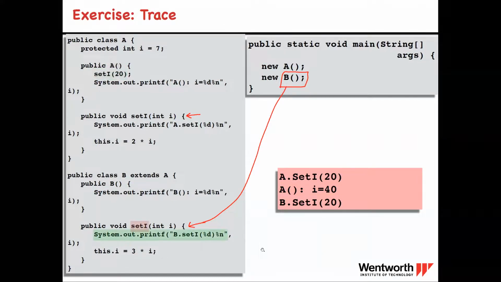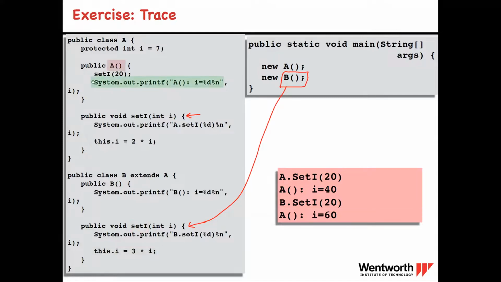So we come down here and we print out B.set I 20. We multiply that I that came in, the 20, by 3. So we get 60. And now our I for this object is 60. We finish the set I. That means we just finished the one that was up here. And so we print I equals 60.